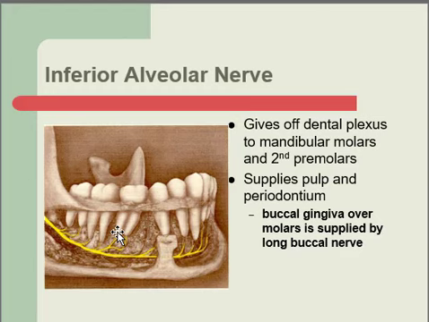Now, buccal gingiva over the molars, remember, is supplied by the long buccal nerve. So we go all the way up, and it gives off the dental plexus to the mandibular molars and the second premolar. So right about where the mental foramen is, that is where those plexuses stop, and then it becomes the incisive nerve.